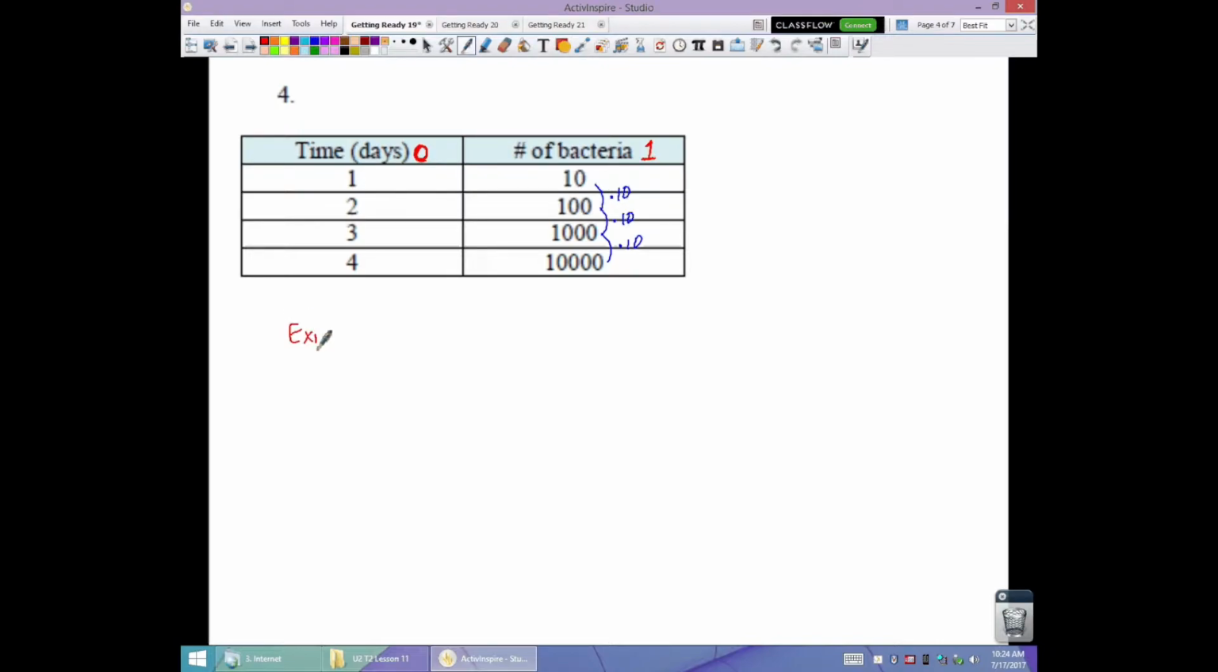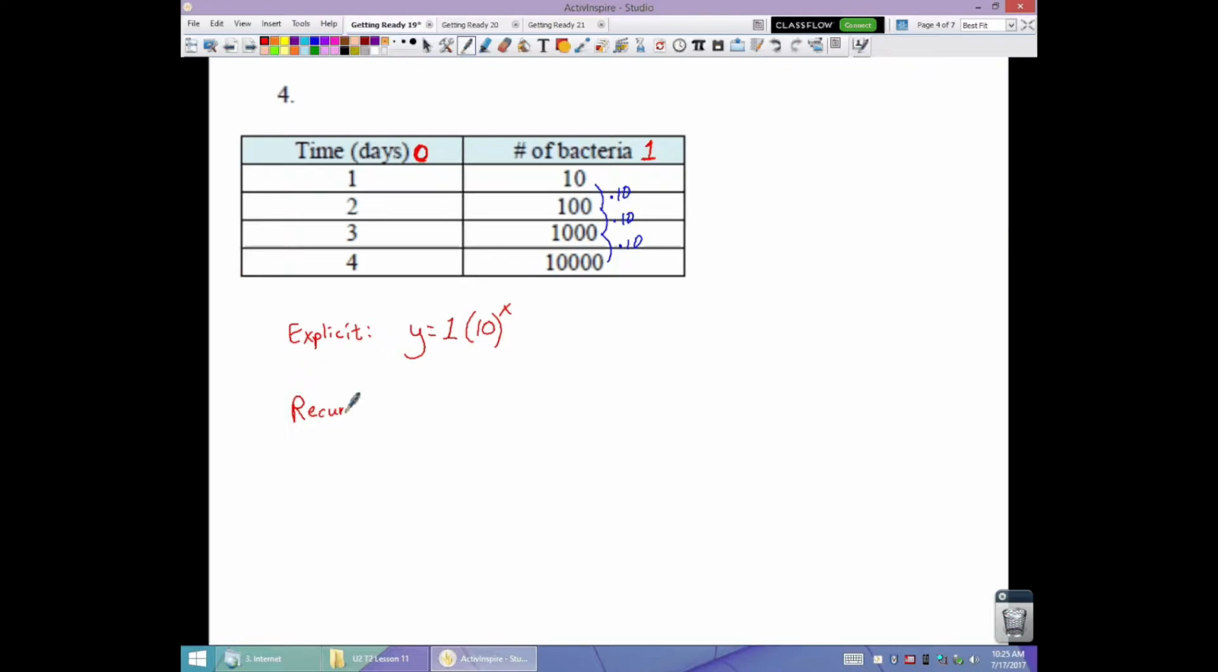So explicit equation, y equals 1 times 10 to the x value. Now this 1 you do not have to write down, because if there's no number in front of the common ratio, it's automatically assumed to be 1.